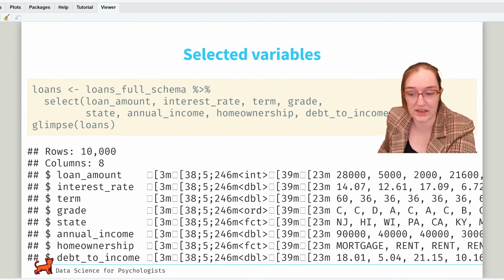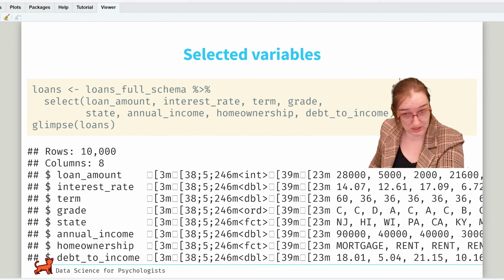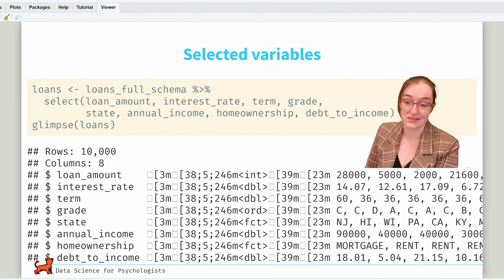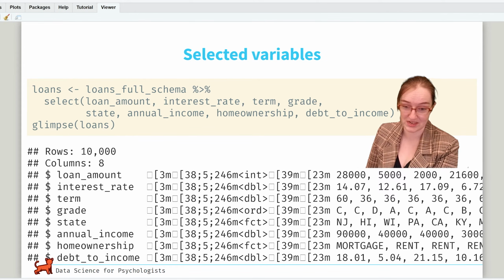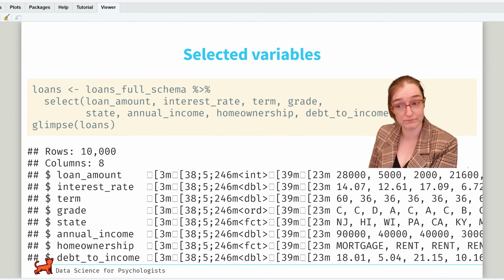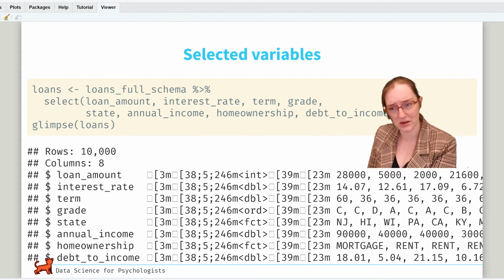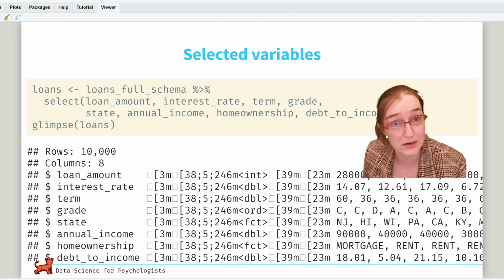So let's take a subset of these variables. We're going to grab, as you can see in the code here, loan amount, interest rate, term of the loan, the grade of the loan, the state the loan is in, the annual income, homeownership status, as well as a debt-to-income ratio. Now it's a little more manageable. Again, I have no idea what's happening with the code right there, but I'm not going to mess with it.